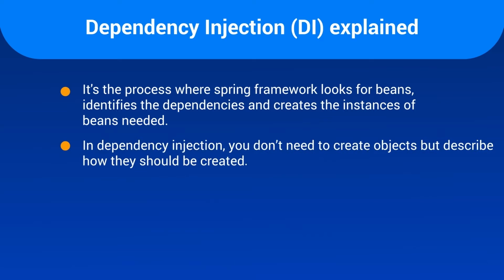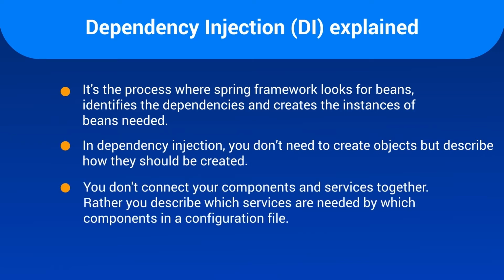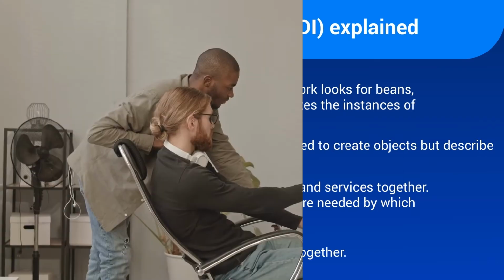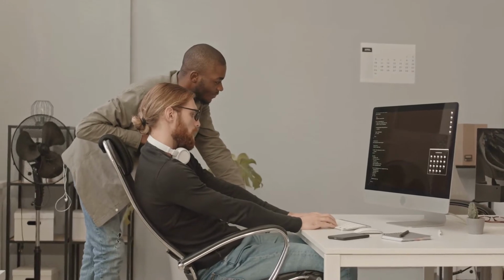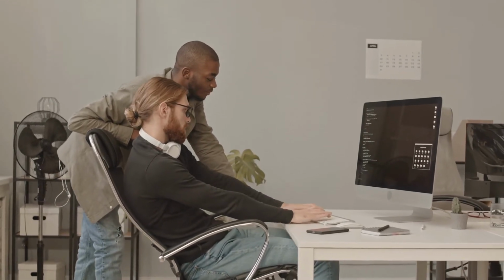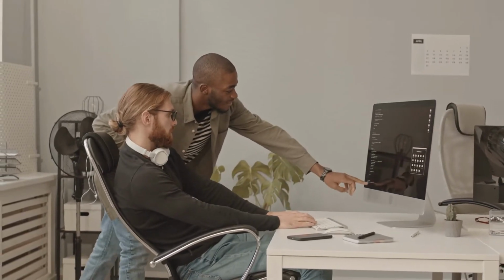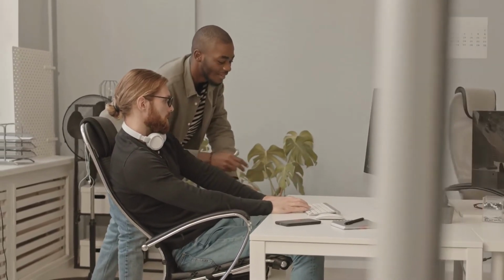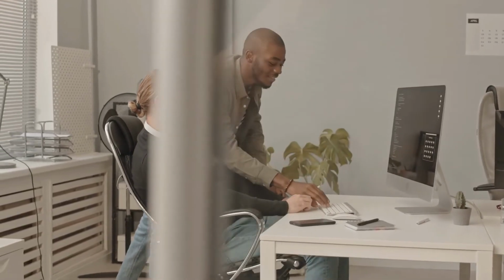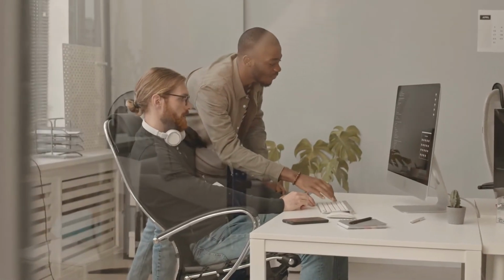In dependency injection, you don't need to do the work of creating any of these objects, and you don't need to connect your components and services together. Rather, you just describe which services are needed by which components in a configuration file, and the IOC container will wire them up together. Now, this all might sound overwhelming at first, but it's all going to start coming together through an example so you can see how a configuration file comes into play, what I mean by having Spring automatically create an instance of objects for you, and referencing the application context.